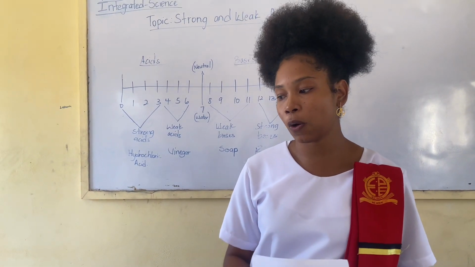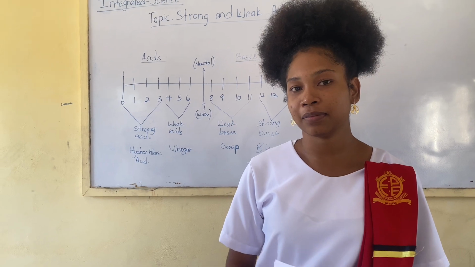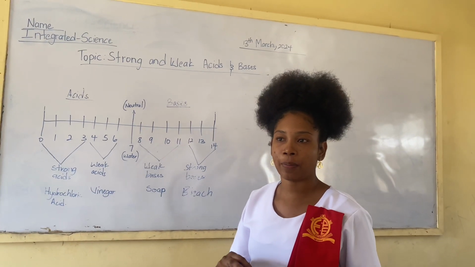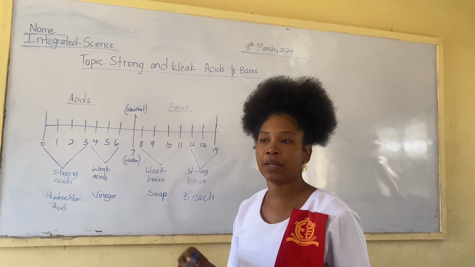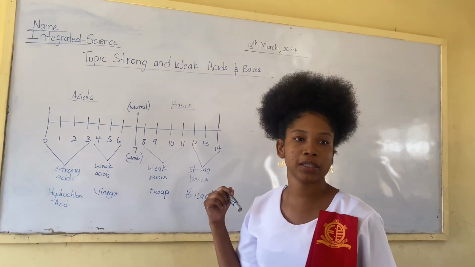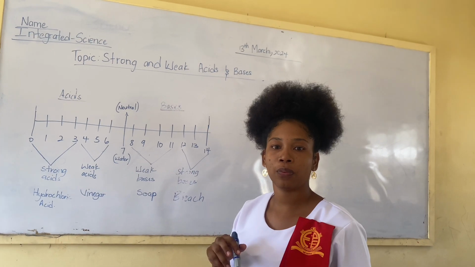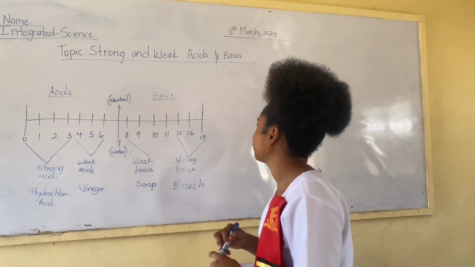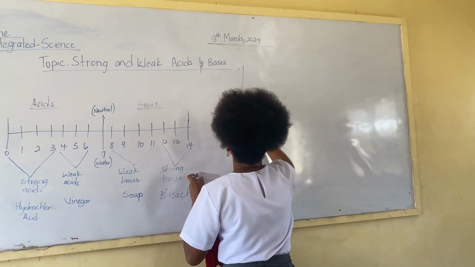So we will now conclude the lesson. To conclude the lesson, I'm going to list some examples of strong and weak acids and bases on the board, and you're going to orally tell me which are strong and weak acids and which are strong and weak bases.